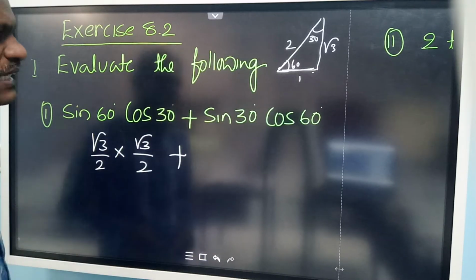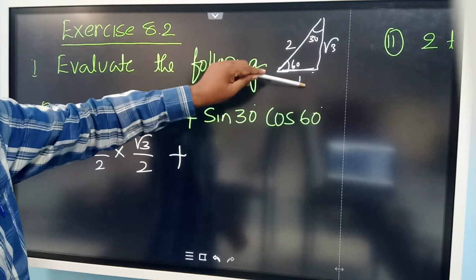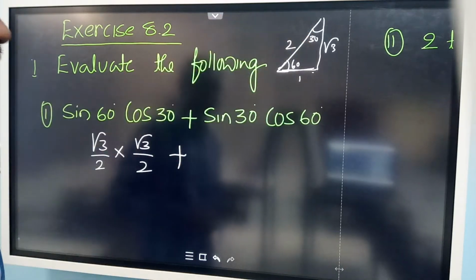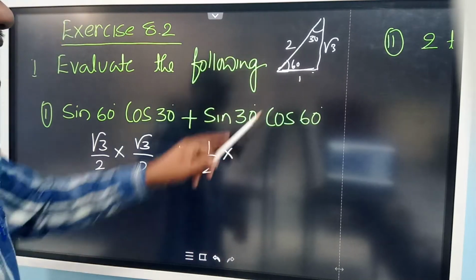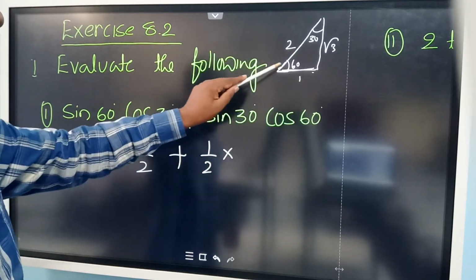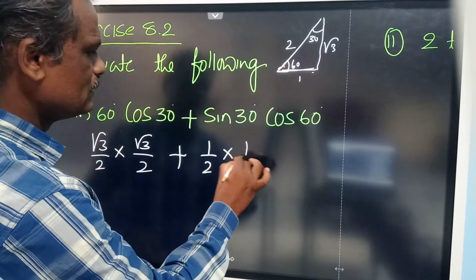Write this plus sin 30. Tell me what is sin 30? Sin 30 degree, opposite side by hypotenuse, 1 by 2. What is cos 60? Cos 60, adjacent side by hypotenuse, 1 by 2.